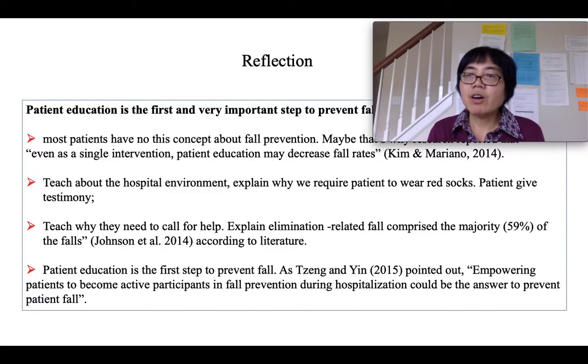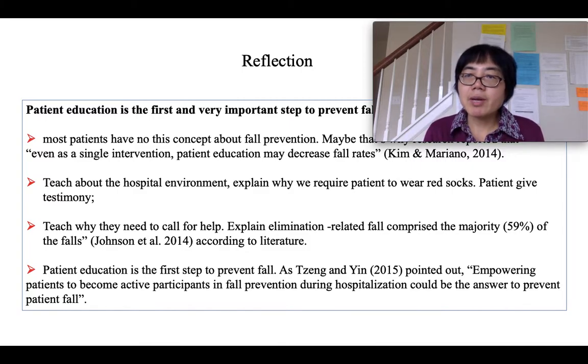I use the fall prevention teaching sheet as a guideline to teach them. I teach them about the hospital environment, explain to them why we set the bed alarms, and why they need to wear non-slippery socks when they are out of bed. I also explained to them that research found that elimination-related falls comprise the majority of falls. I explain to them why they need to call for help if they want to get up.